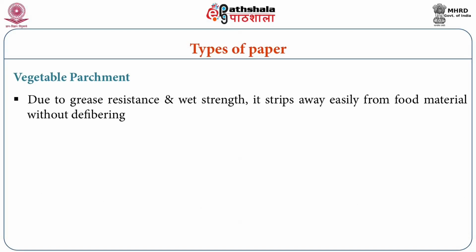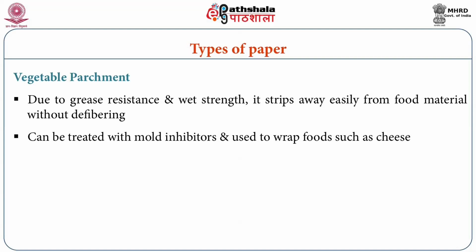Because of its grease resistance and wet strength, it strips away easily from food material without defibering, thus finding use as an interleaver between slices of food such as meat or pastry. Labels and inserts in products with high oil or grease content are frequently made of parchment paper. It can be treated with mold inhibitors and used as a wrap for food such as cheeses.